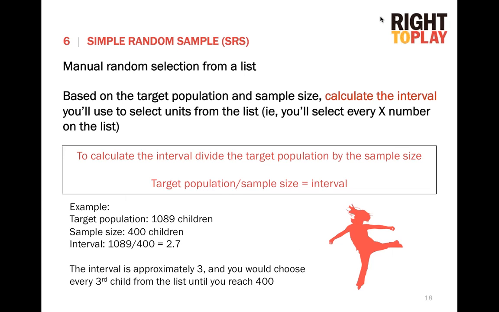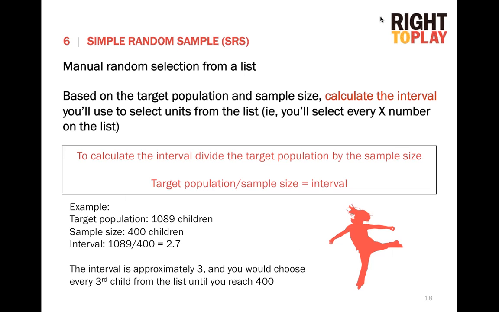Based on the target population and the sample size, you need to calculate the interval that you'll use to select units from the list. For example, you're going to select every X number of names from the list. To do this, it's a very simple calculation. You just divide the target population by the sample size, and that will give you your interval. For an example, let's assume that our target population has 1,089 children, and we want a sample of 400 children. You simply divide 1,089 by 400, which gives you 2.7.